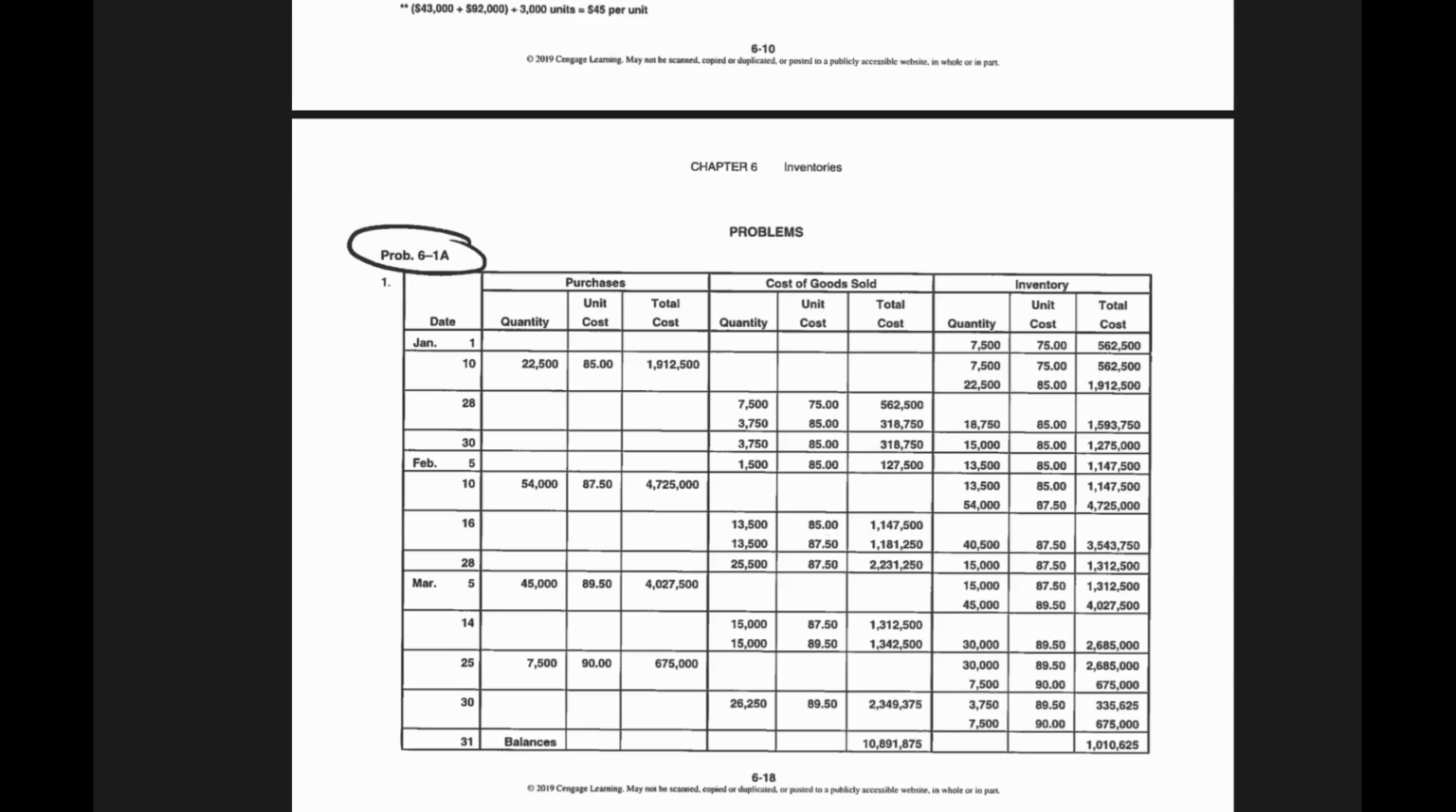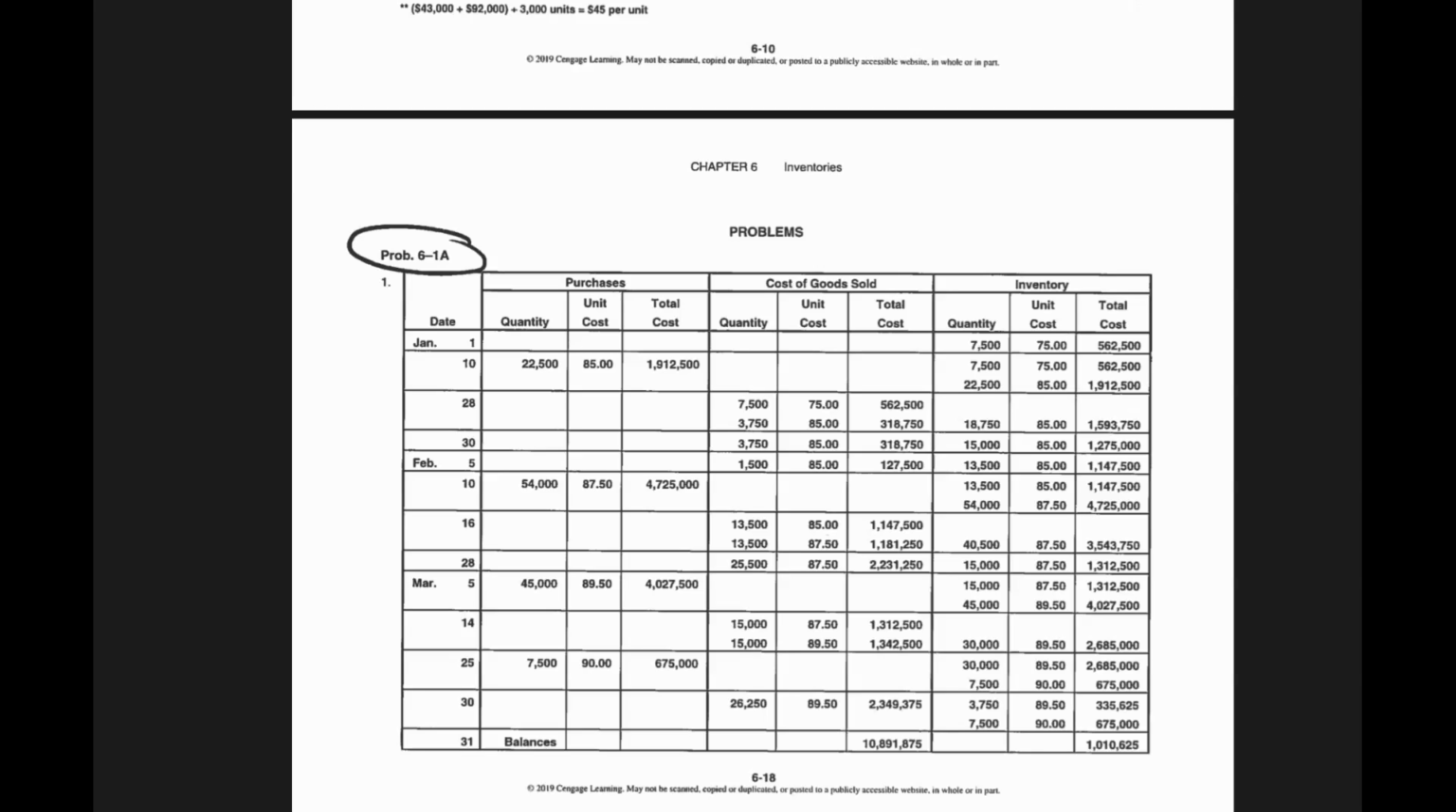So if we look at 1a, it says record the inventory, the purchases, the cost of goods sold data based on first in, first out. Determine total sales, total cost of goods sold, gross profit, ending inventory, and then which one would produce a higher ending inventory, LIFO or FIFO. So let's just look at some of these transactions. It gets to be repetitive, but first in, first out.